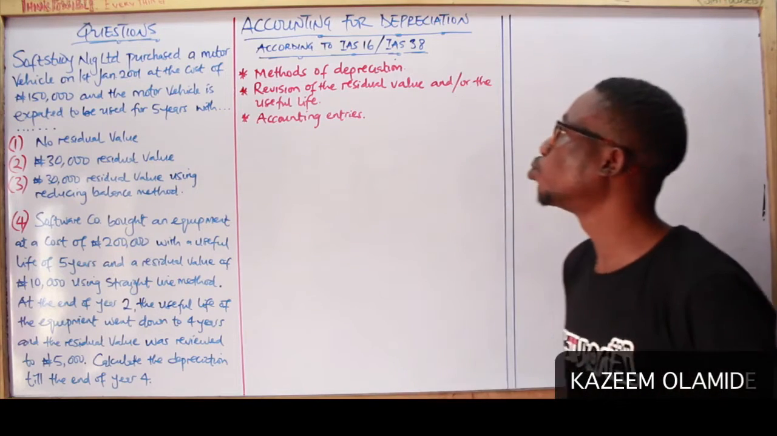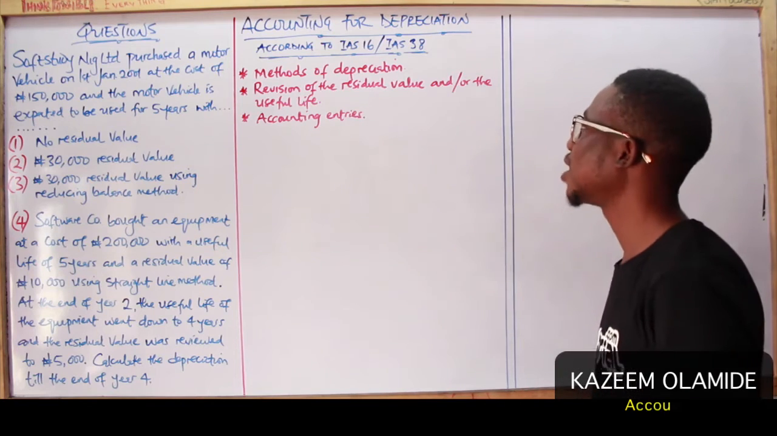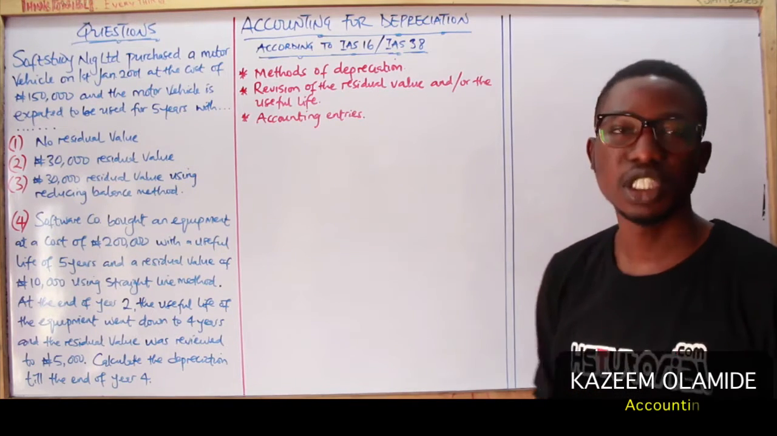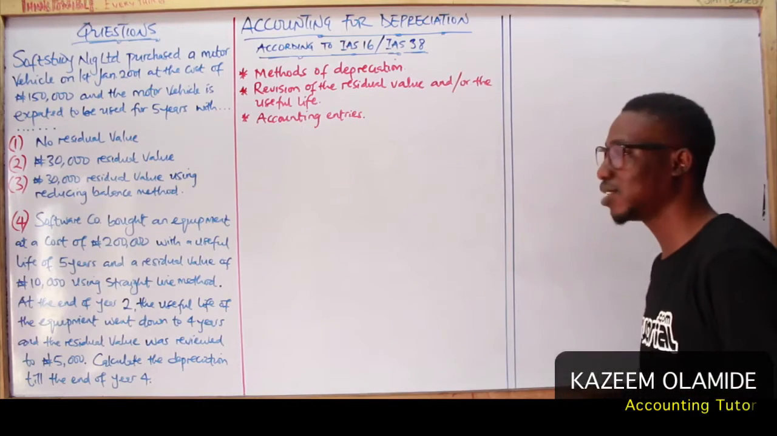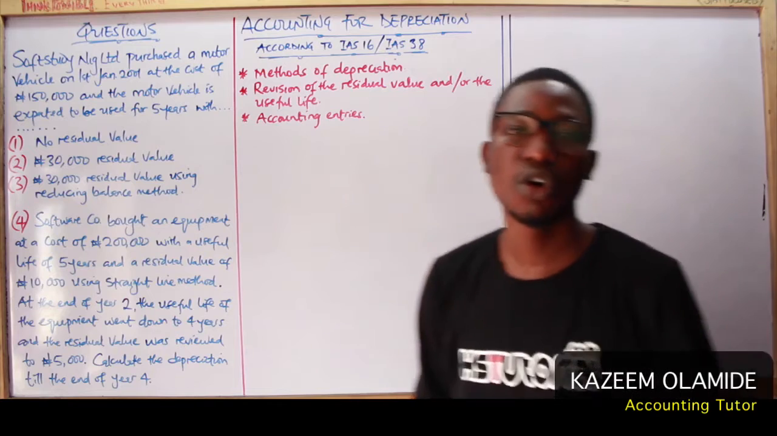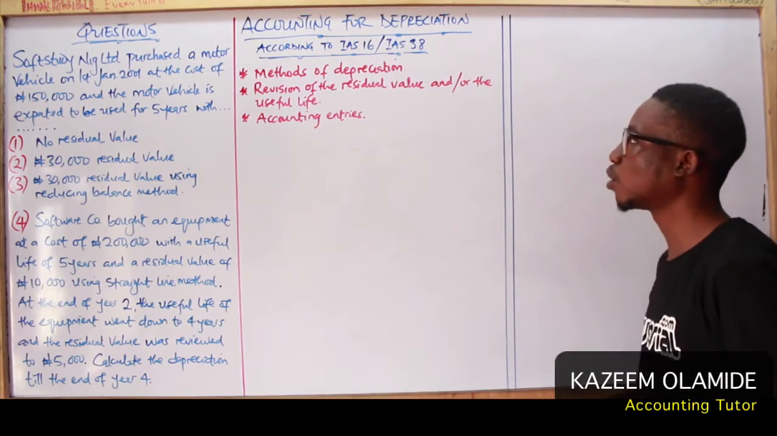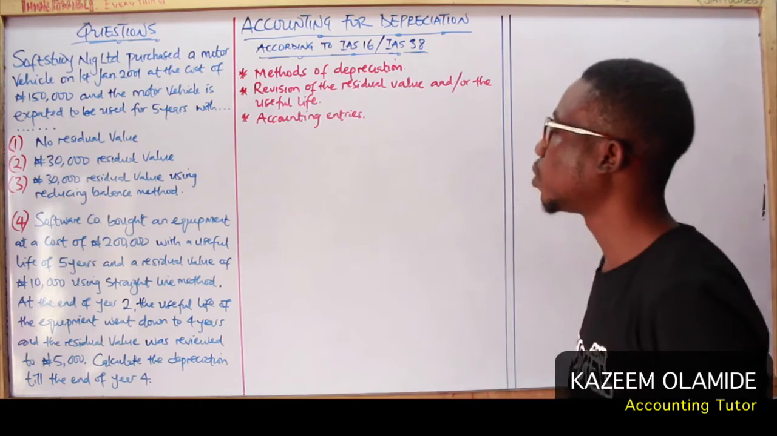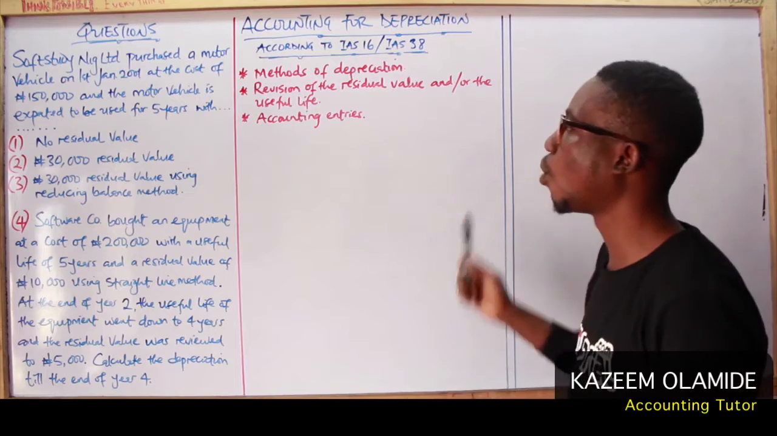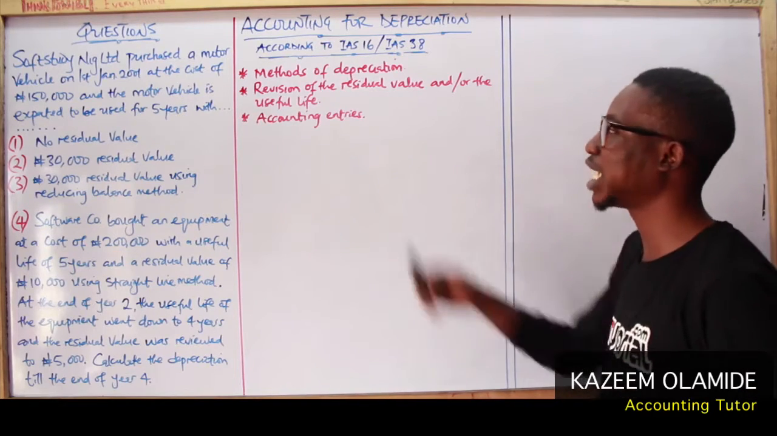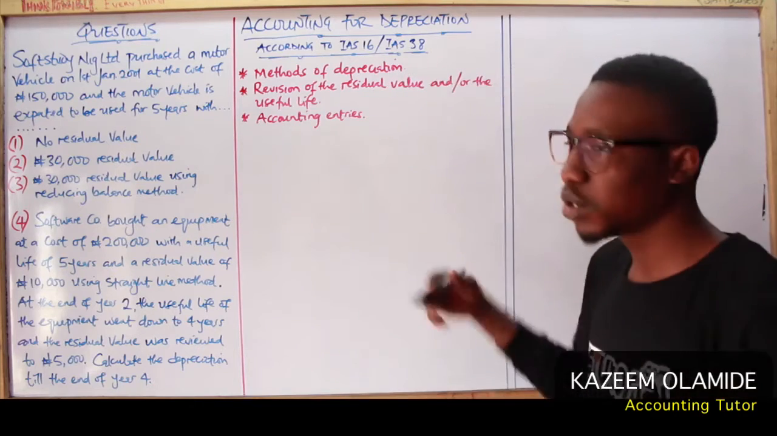I will be taking you through accounting for depreciation today according to the standard IAS 16, which is accounting for property, plant and equipment, and IAS 38, which is accounting for intangible assets. The three things that I will be talking about today are: first, methods of depreciation; second, the revision of the residual value and or useful life; and third, the accounting entries for depreciation. So now, what does depreciation mean?